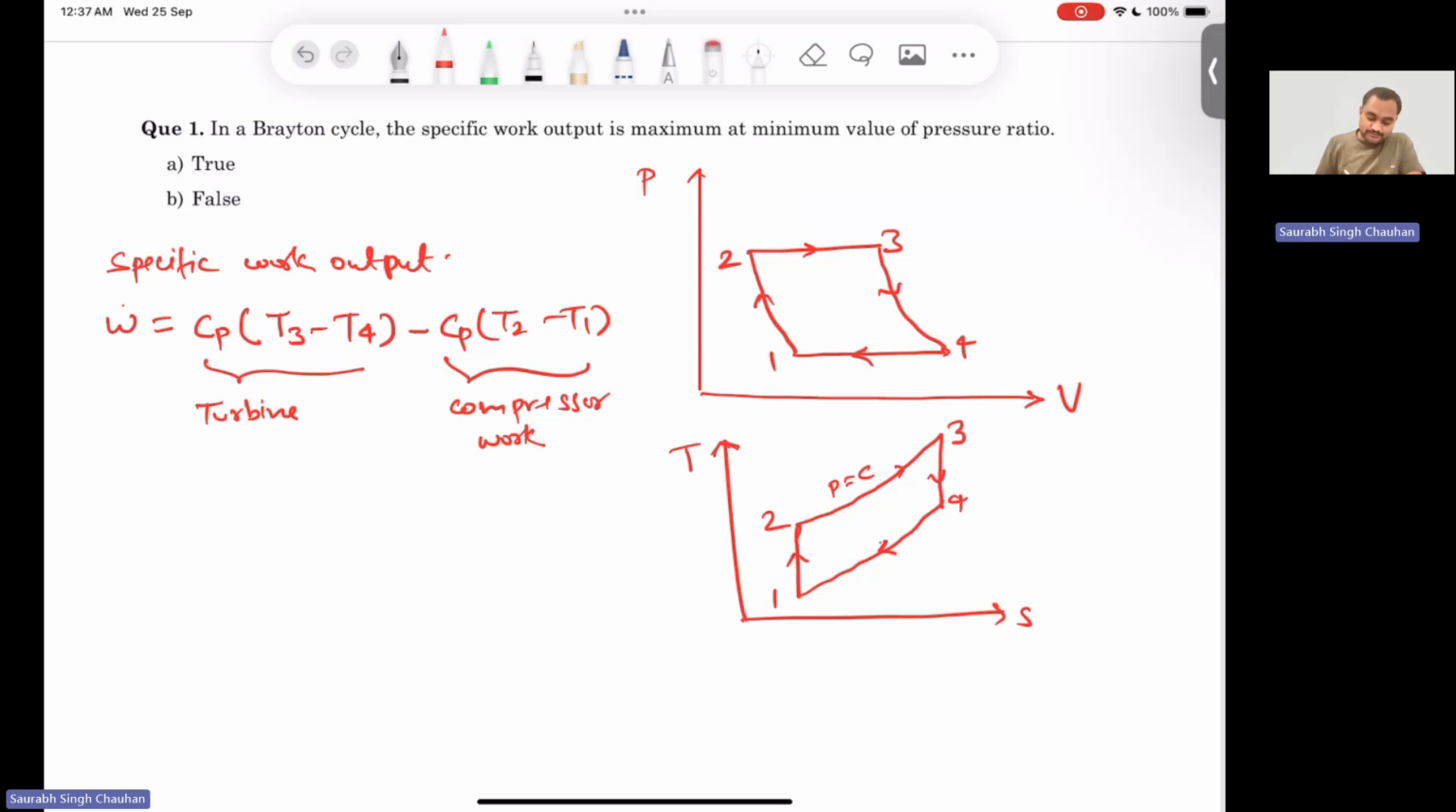If you try to write this specific work in non-dimensional form, then you can divide the whole thing by Cp T1, where T1 is the initial temperature. If we divide both sides by this term, we'll get T3 by T1 minus T4 by T1 minus (T2 by T1 minus 1).